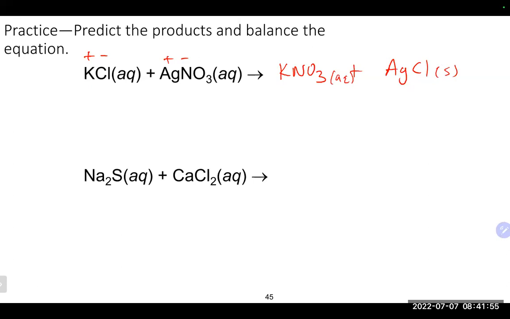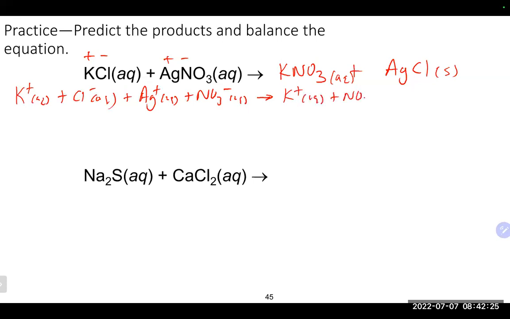Again, it is a double displacement reaction. More specifically here, it is a precipitation reaction as we made a solid. If we were going into our total ionic equation, we would break apart the potassium chloride into potassium and chloride ions. We would also break apart the silver nitrate into a silver ion and a nitrate ion. We would break apart the potassium nitrate into its ions. And here we would keep, again, our solid together. And that would be our total ionic equation at this point.